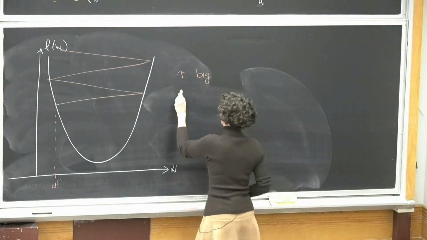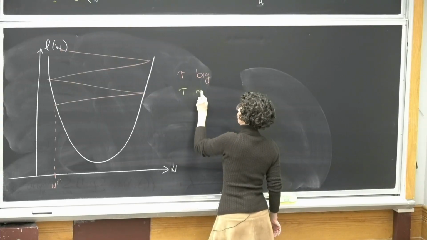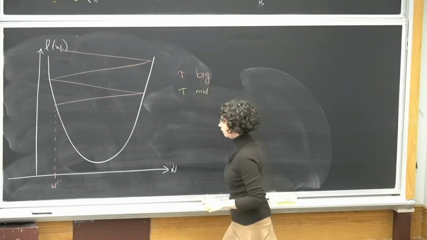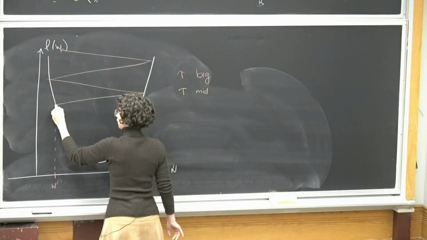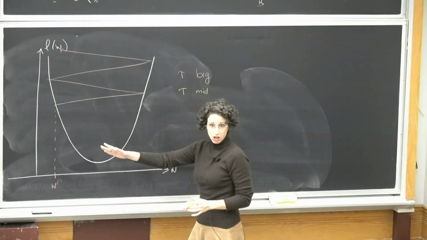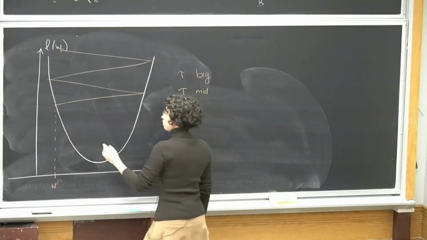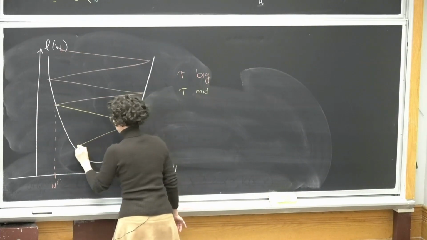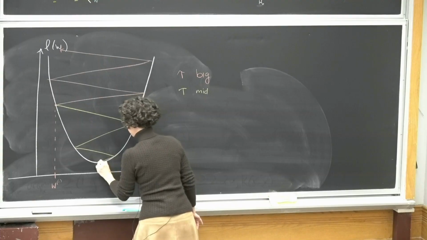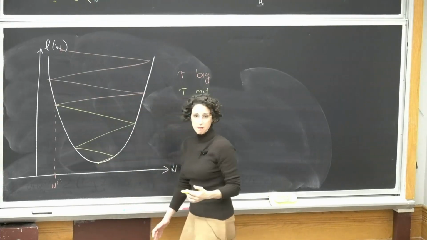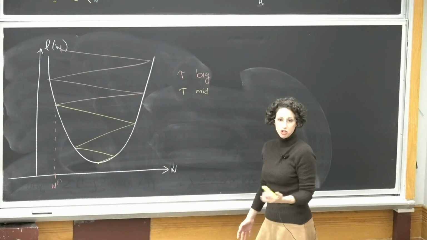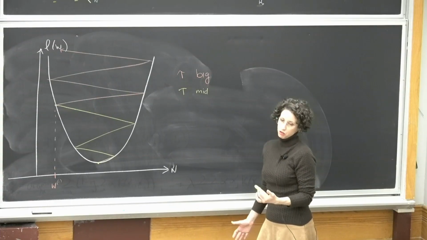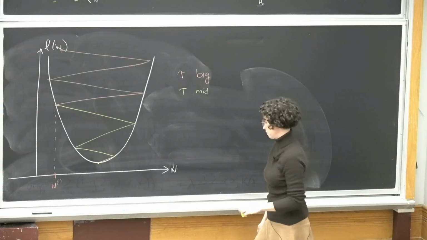Then I could have tau somewhere in the middle. And I could have the situation that I drew on the other board. But I could also have a situation that looks something, for instance, like this. So I am overstepping, but I'm not overstepping too much. And eventually I do find the minimum. So this is fine. This is not a problem.